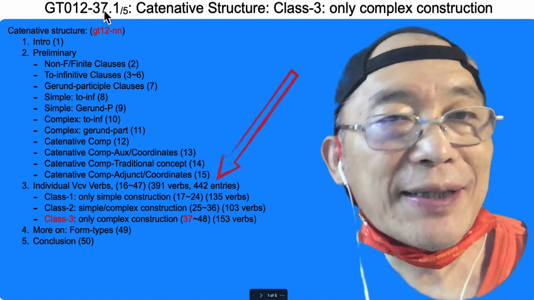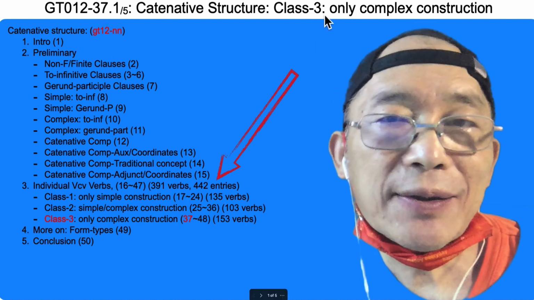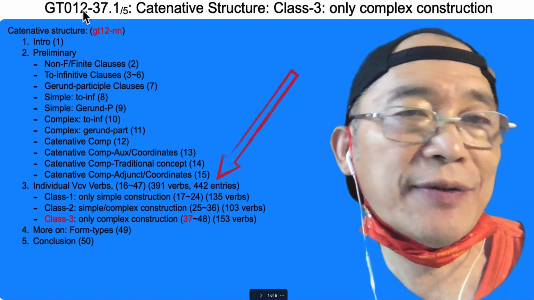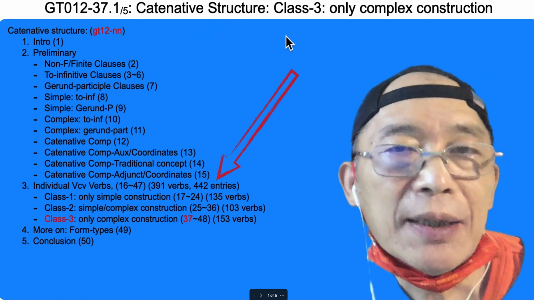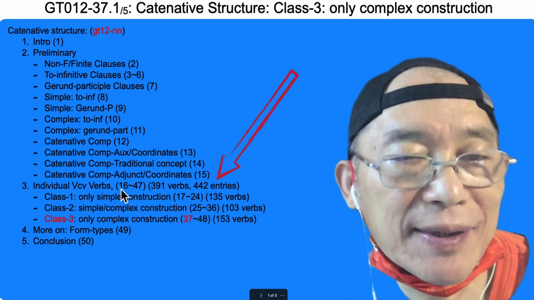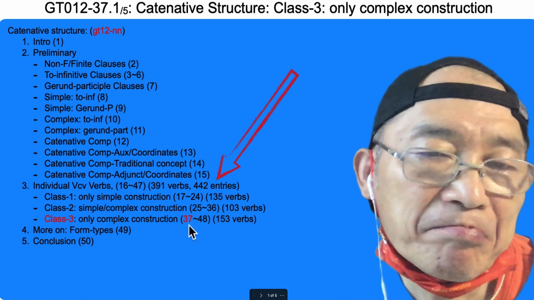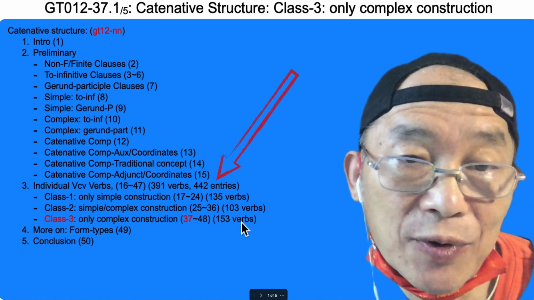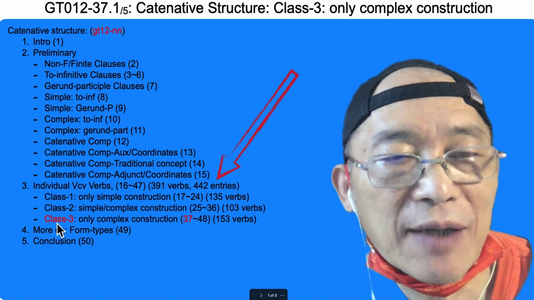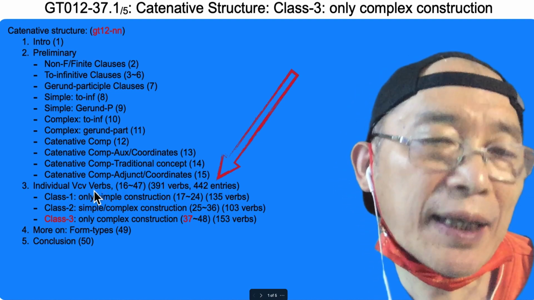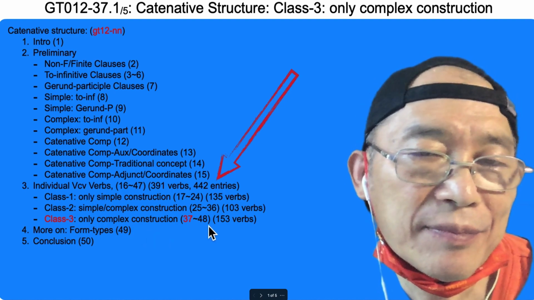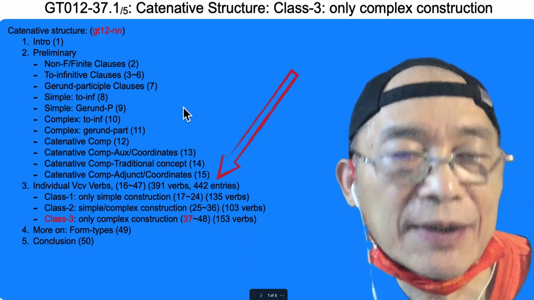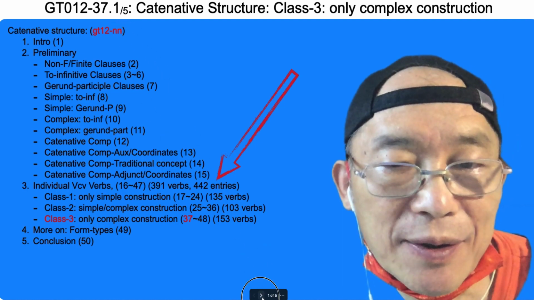Welcome to this 37th minor trick on Class 3, only complex construction, of the big grammar trick number 12 on catenative structure. So, number 37th till number 48th, there are about 12 minor tricks covering Class 3 catenative verbs. So this is what we have learned. Let's get started, since there are 5 pages.